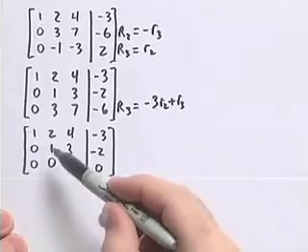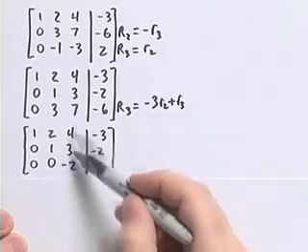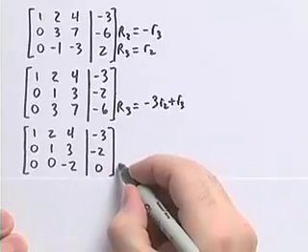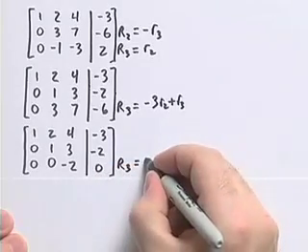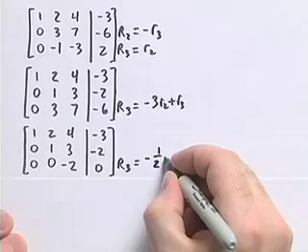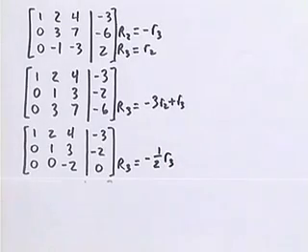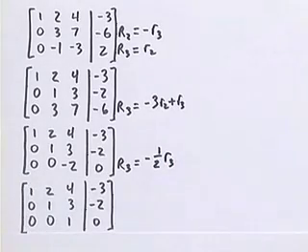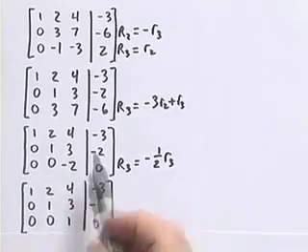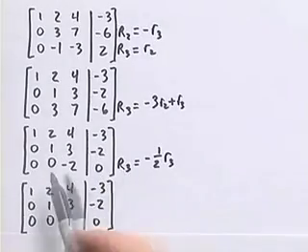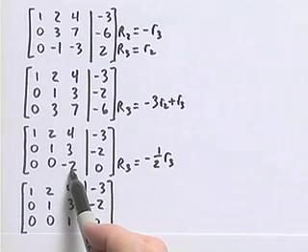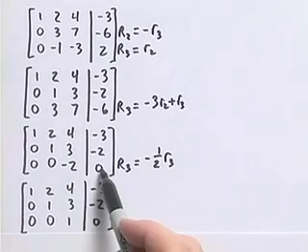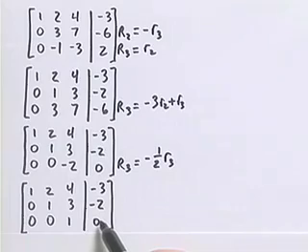The last thing we'd like to do here is to get a 1 in this third entry. To do that, we're going to multiply row 3 by negative 1/2. If we perform that operation, we get the following. We did not change the first two rows, so we rewrite them. If we multiply the third row by negative 1/2, 0 times negative 1/2 is 0. 0 times negative 1/2 is 0. Negative 2 times negative 1/2 gives us positive 1. And then 0 times negative 1/2 is again 0.